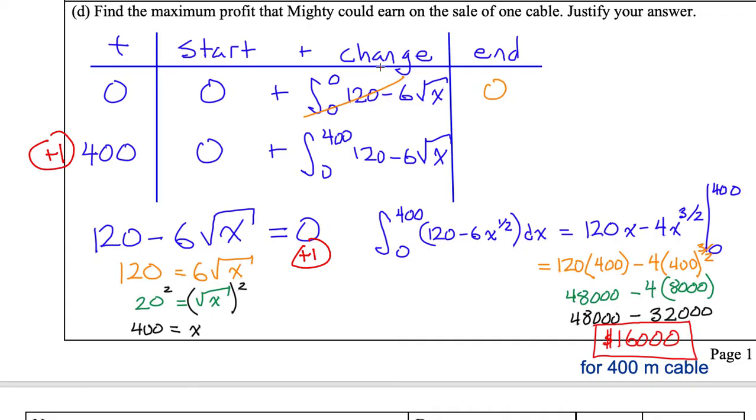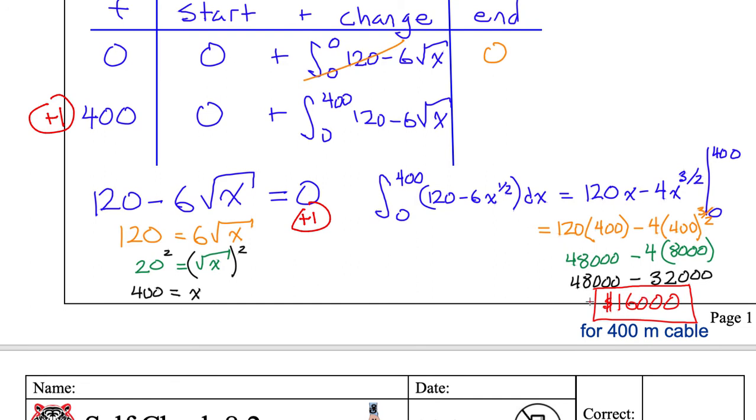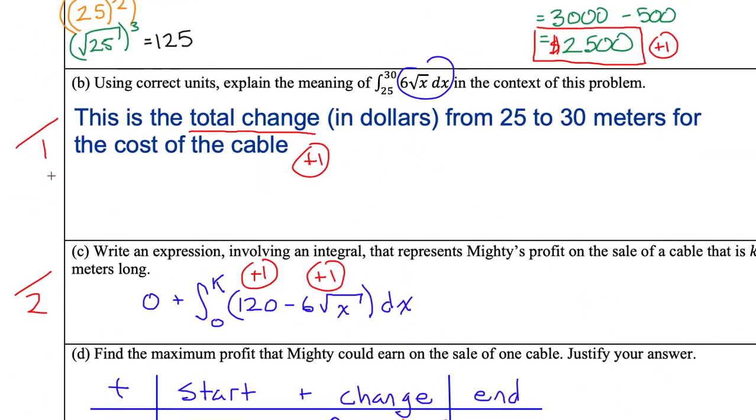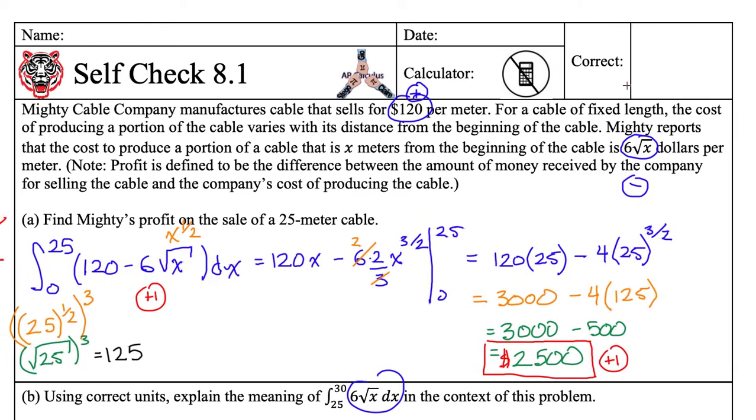Answer and justification. So if you have your answer of $16,000, that's plus 1 point. And if you use the table to show that it's obviously bigger at $16,000, you give yourself 1 point for having a table. So that is going to be out of 4 points. So 4, 5, 6, 7, 8, 9. It is indeed out of 9 points.